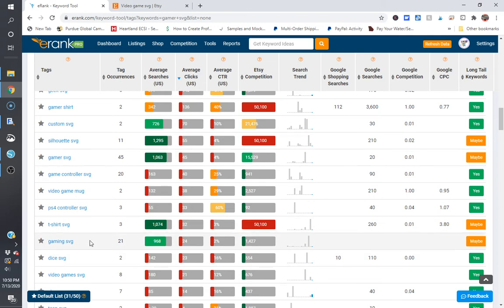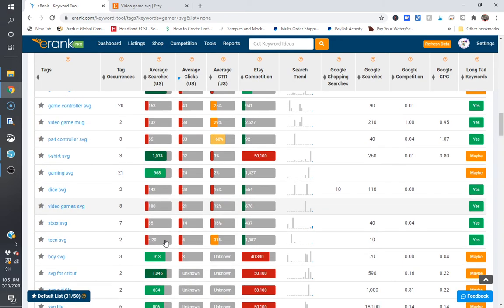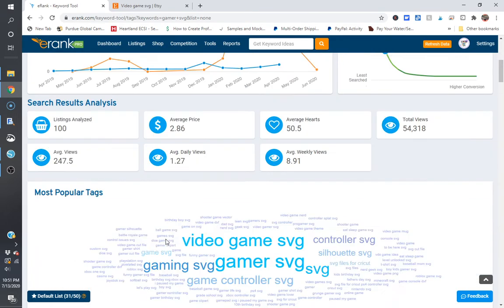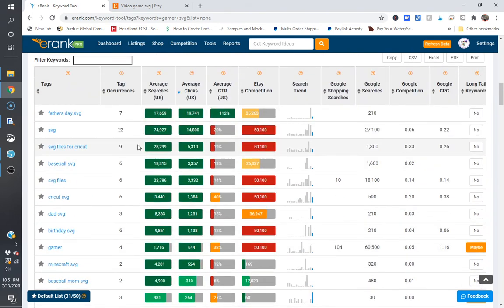There's gaming SVG, which we searched for before, and it's very low competition but higher search. Though the clicks and the click-through rate aren't that great, this is definitely a tag that I would use in my listing. And same thing with video game SVG. So that's enough about that. Again, you just want to go through and sort it how you see fit.